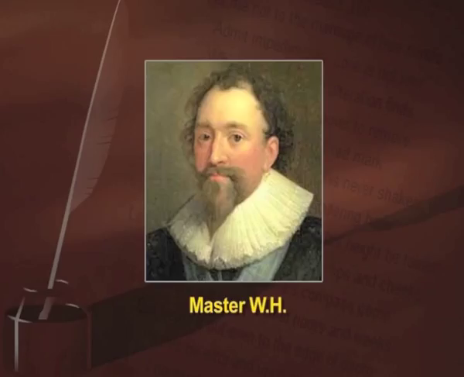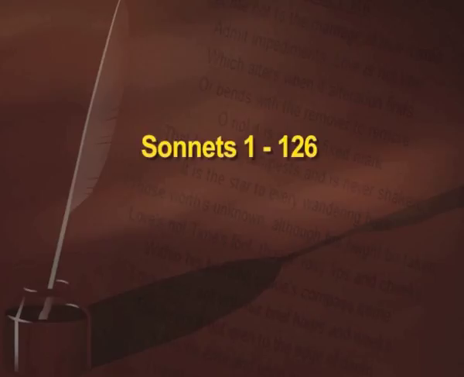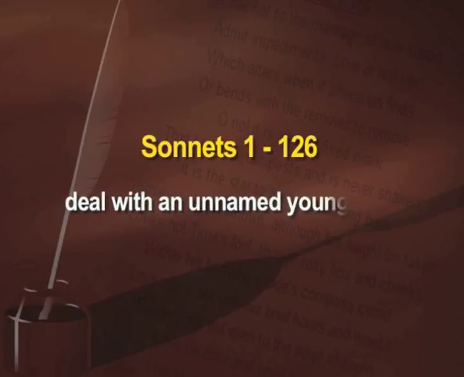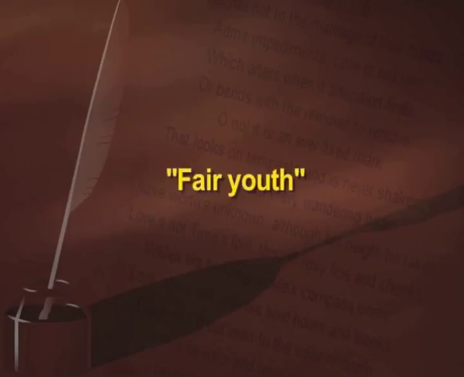When they were published, they were dedicated to a Master W.H. and they show a certain pattern. It is interesting to note that sonnets 1 to 126 deal with an unnamed young man. Usually, critical speculation says that this young man might have been the Master W.H. of the dedication. He is also, of course, called a fair youth.